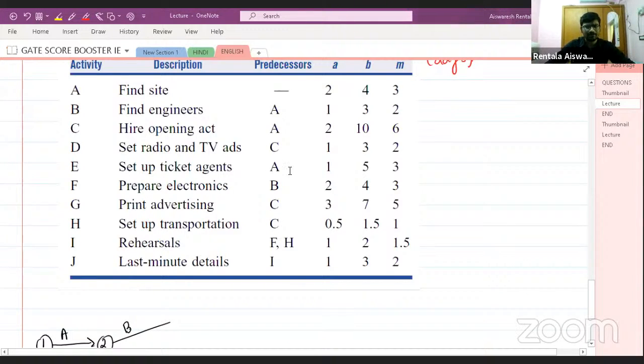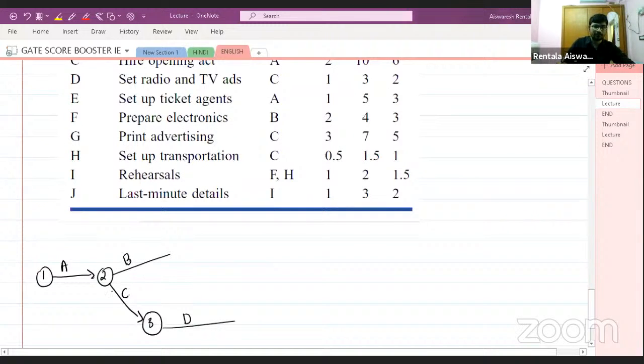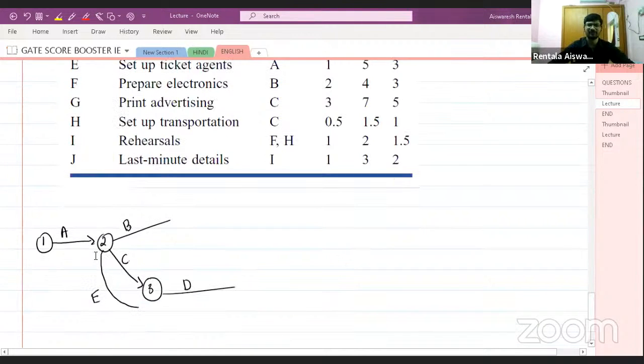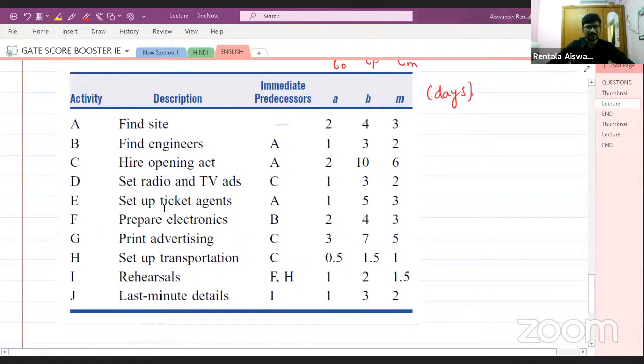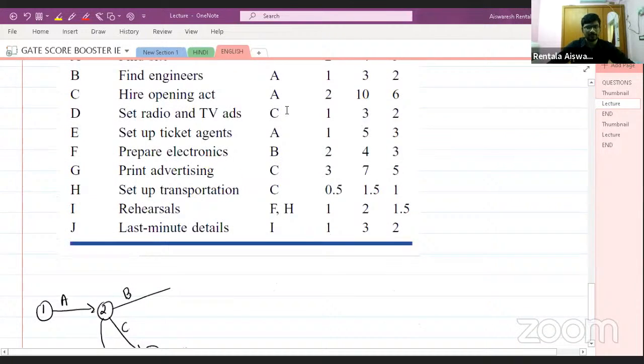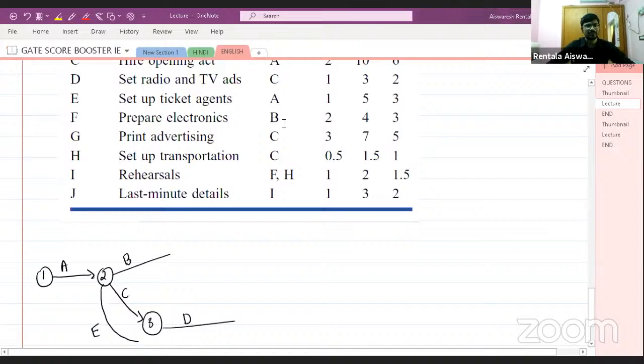Right, and after completing activity A, I have to start activity E. So after completing A, I have to start activity E also. So let me start like this, activity E. As I said, any type of arc you can use, do not worry. So after starting A, this one I have started E also, done. So next, after completing B, I have to start activity F. So after completing B, let me write it as 4.